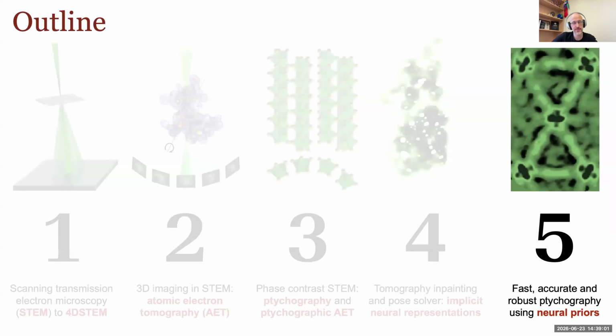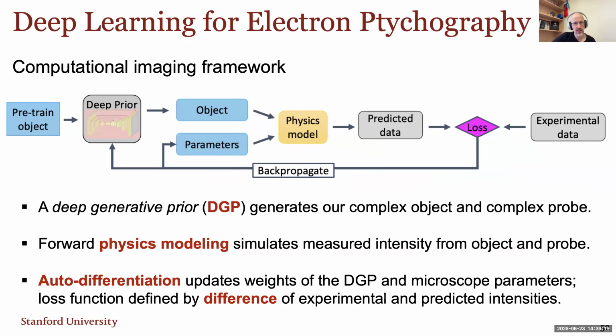Okay, so the last section of my talk, I want to show you applying machine learning to ptychography. So ptychographic reconstruction is about the most complicated computational imaging method that we use in electron microscopy. And so we, of course, wanted to see if these machine learning techniques could be used to improve it. So the framework is exactly the same as I showed you previously. The only difference is instead of using an implicit neural representation, here we tend to use this UNet, deep image prior or deep generative prior, but otherwise it's the same architecture.